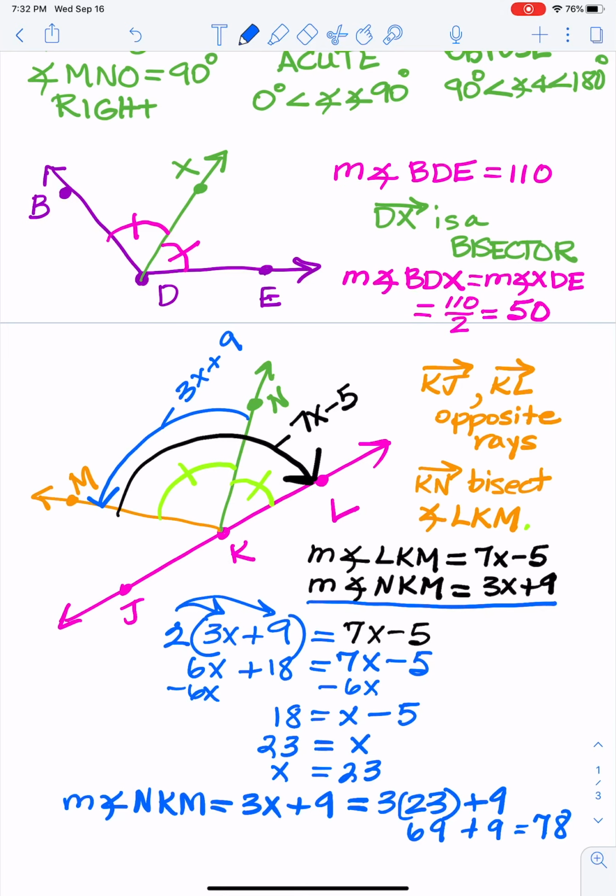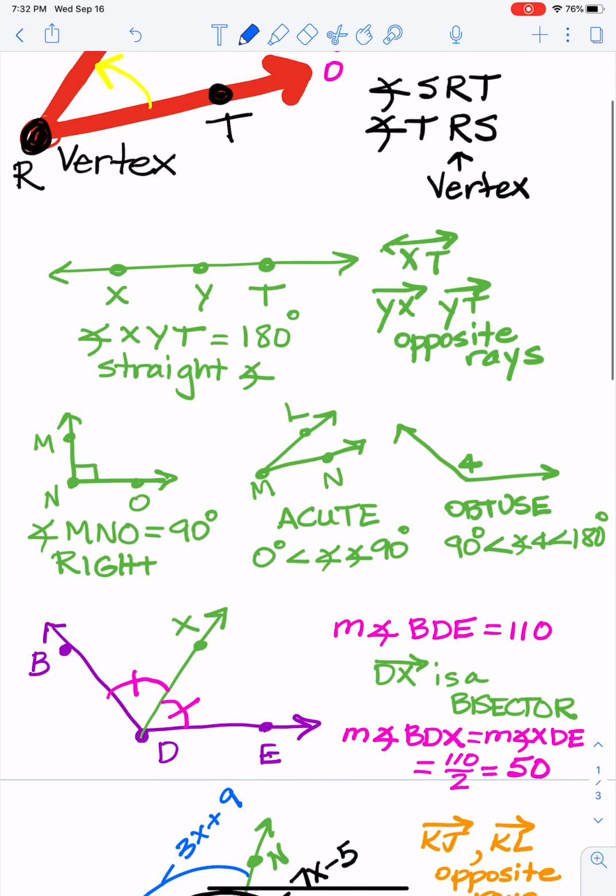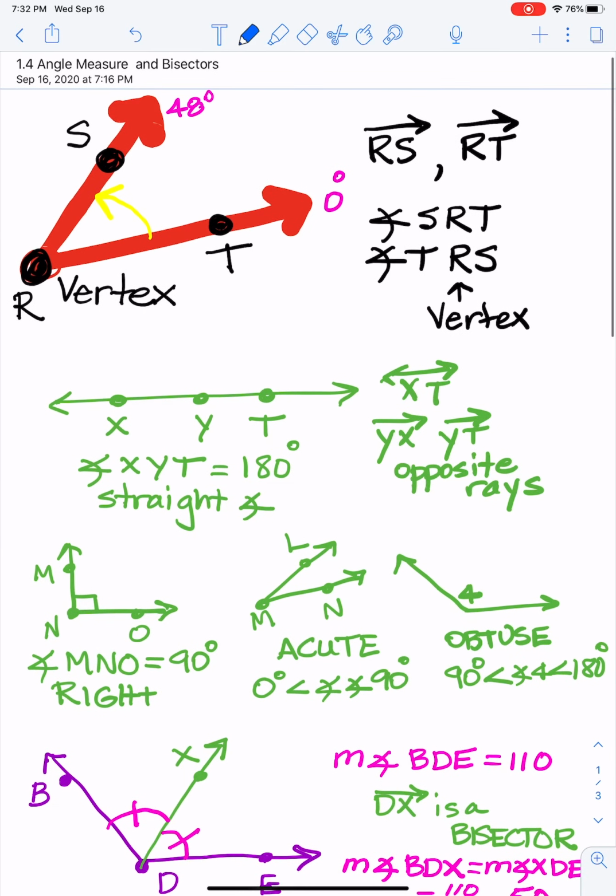So that leads you through today's lesson on 1.4, angle measure and bisectors.